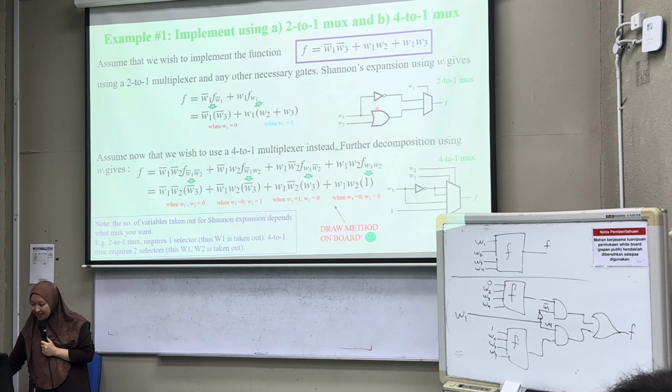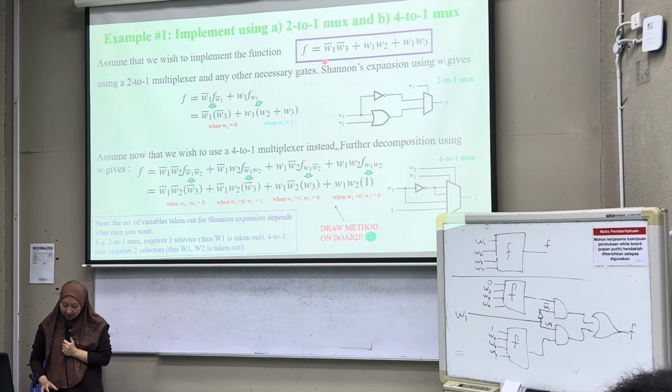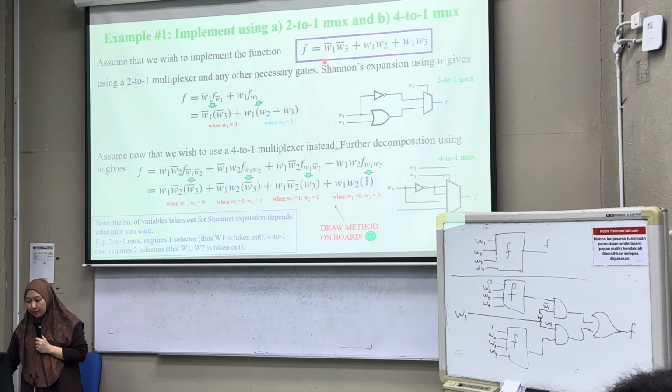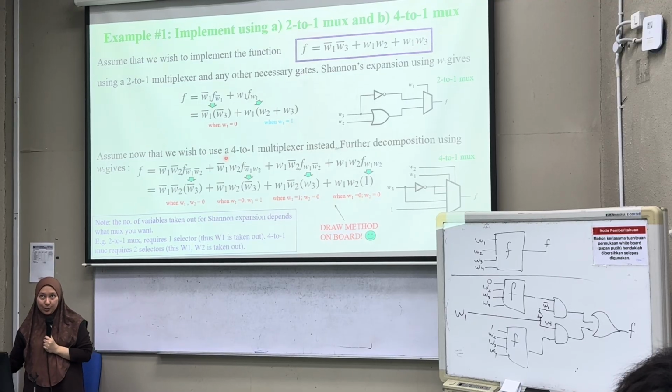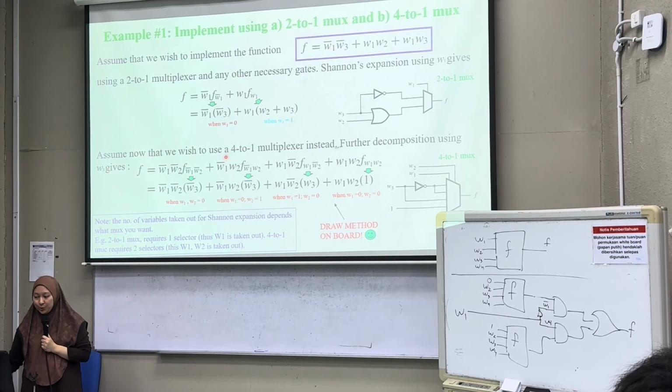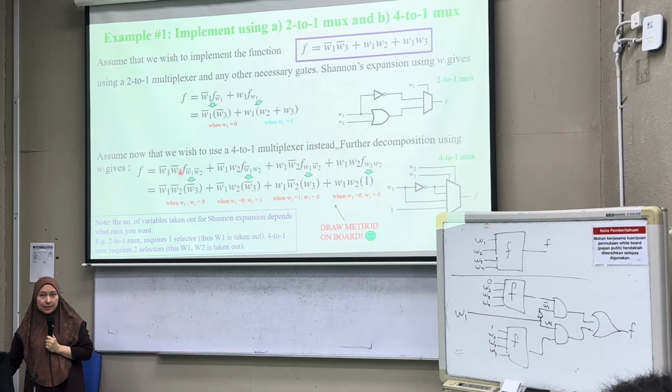Okay, from this purple box, I want to use Shannon expansion. If I have a 4-to-1 mux, I need 2 select lines. For a 2-to-1 mux, I just need 1 select line, but for a 4-to-1 mux, I need 2 select lines. Now, in this slide, I'm using W1 and W2 as my select lines.